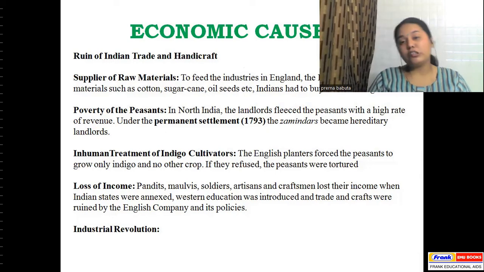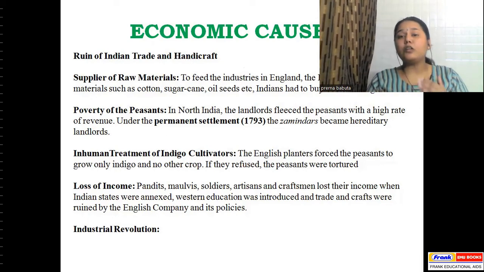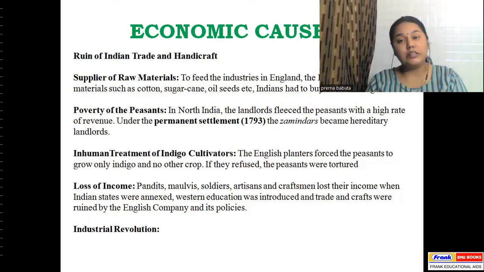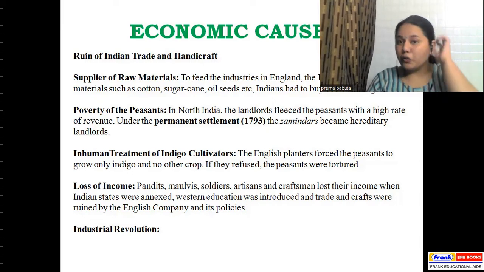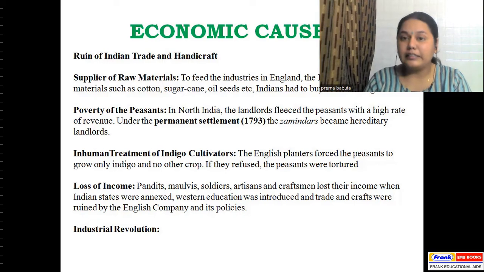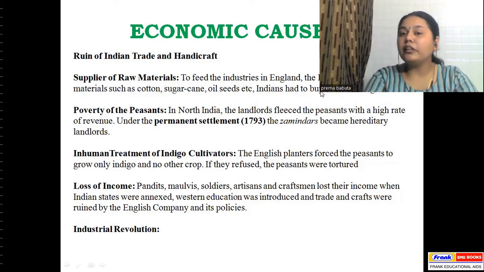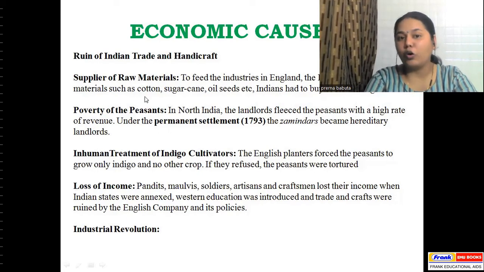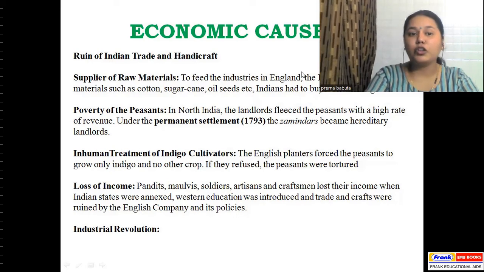Along with this, we also studied how even the artisans suffered during the British rule, how they had to pay taxes or a duty, and how the Indian goods were taxed, wherein the British goods were not taxed at all. Then India only became the supplier of raw materials to feed the industries in England. So what did the English do? They took away raw materials such as cotton, sugarcane, oilseeds, etc. And Indians had to buy finished goods.